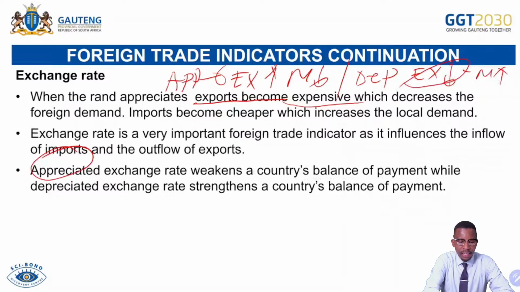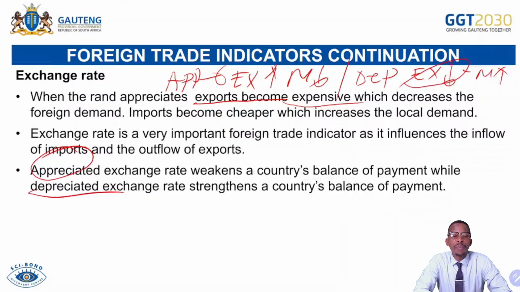And then whenever the currency depreciates, it becomes weak, there will be more demand for local goods abroad. Then there will be more outflow of goods to foreign countries because they will be cheap. Let's say the currency depreciates. As the currency depreciates, what happens? Our goods will be cheap. So as our goods are becoming cheap, they will be demanded more abroad.